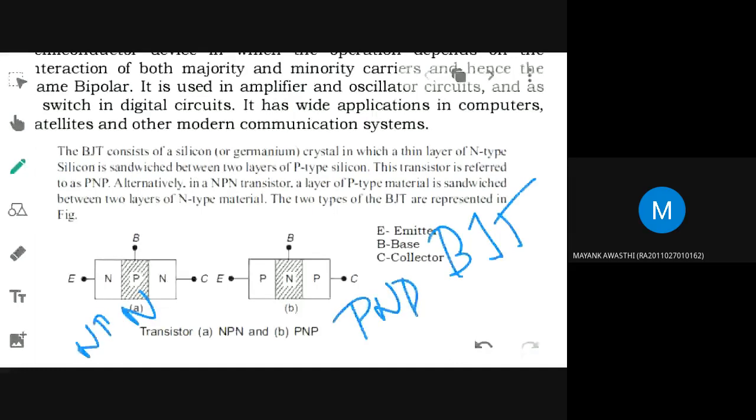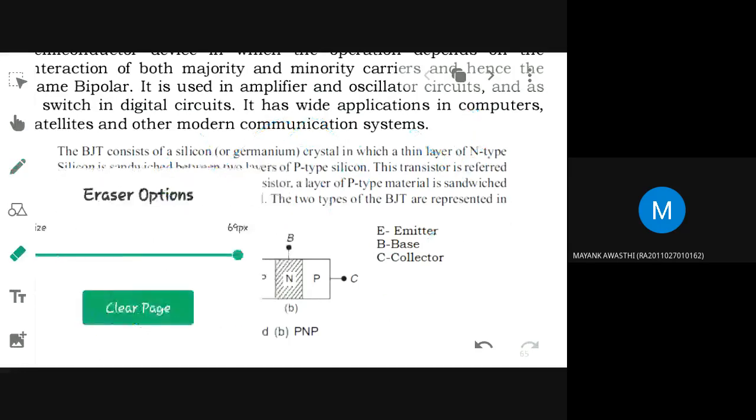Next thing that we will discuss is how to have a symbolic representation. Like you have one symbol for a diode, and another symbol for a Zener diode. What is the symbolic representation for a BJT, NPN and PNP transistor? We have to discuss. So the symbol I will draw now.